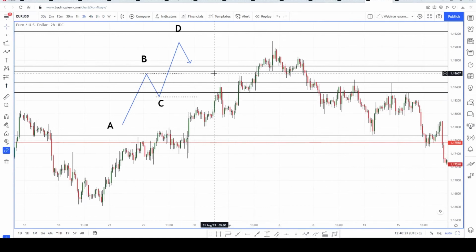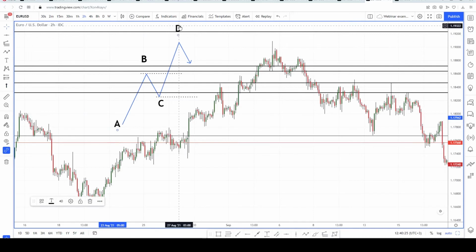ABCD is basically the ABC formation, but with the target point D. So we have covered at the point D. Some people say that this is a bearish formation. I would disagree. They say ABC is bullish and ABCD is bearish. I don't believe that, because you can see here, the market moves higher, moves lower, moves higher, moves lower.